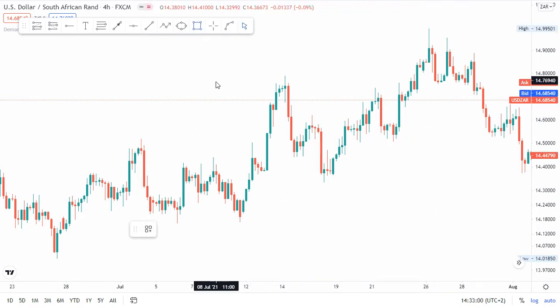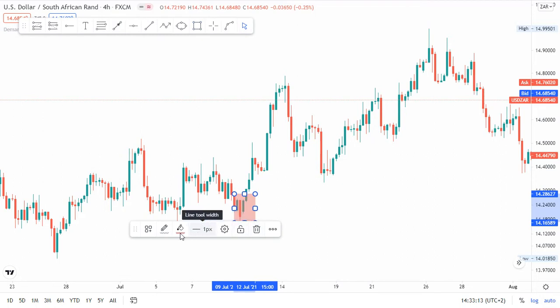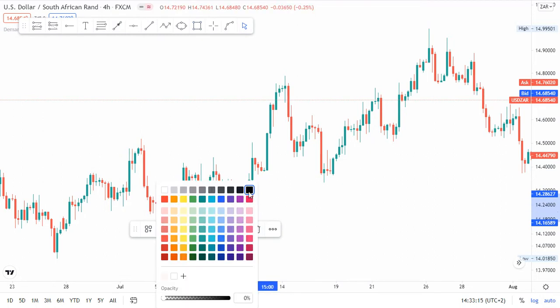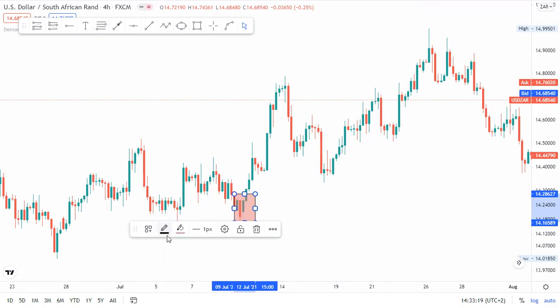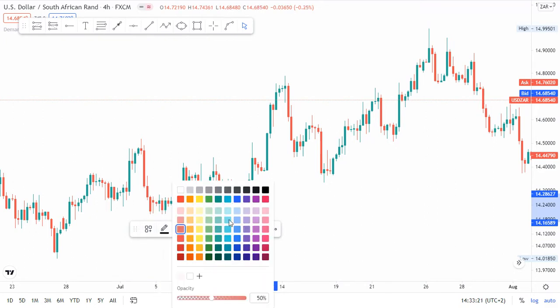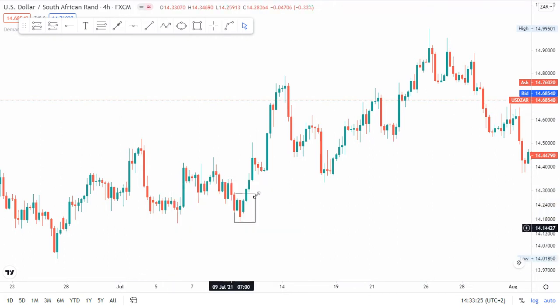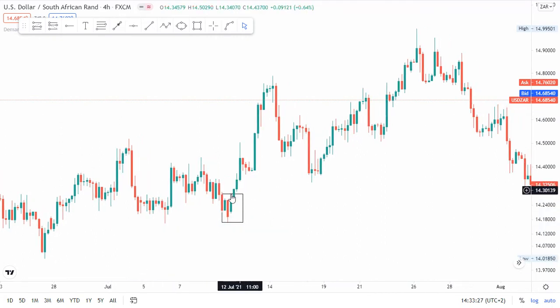So I'll get my rectangle tool there and try to cover this consolidation. Let me do this, and then I bring this to zero. So I'll cover my consolidation.